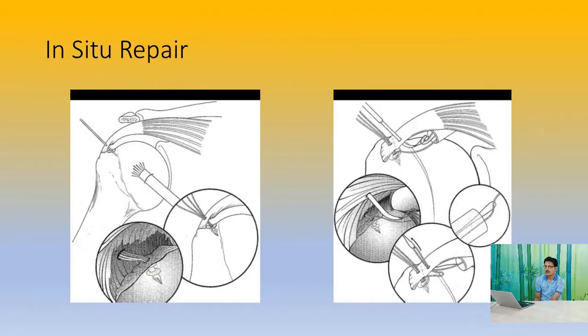Now is in situ repair. In situ repair is usually done in partial articular-sided tears in which the torn lamina, which is the articular lamina, is the only lamina which is repaired. And in this particular technique we usually keep the bursal lamina intact. We put one anchor on the articular side and try to repair the torn lamina with the intact bursal lamina itself.